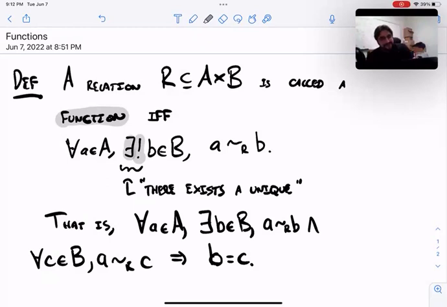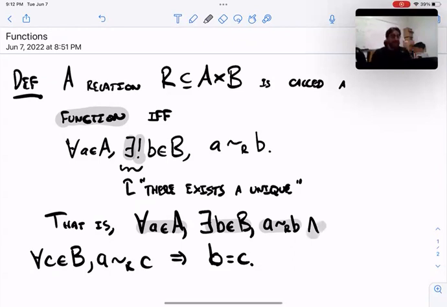So here's what you would say to say there exists a unique element. You'd say that for all A in A, there exists a B such that A is related to B. So this first part just says there's at least one, right? There's at least one element B that's related to A, that's paired with A. But how do we know there aren't more? Well, here's how we get there to not be more.